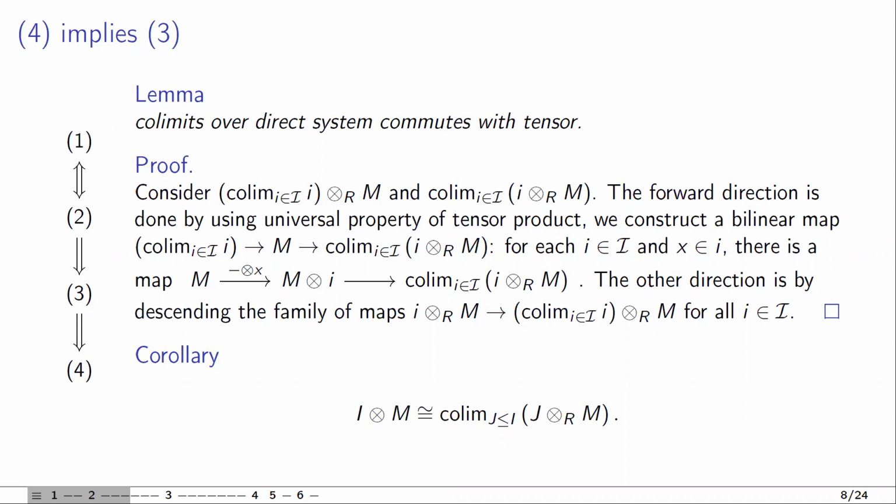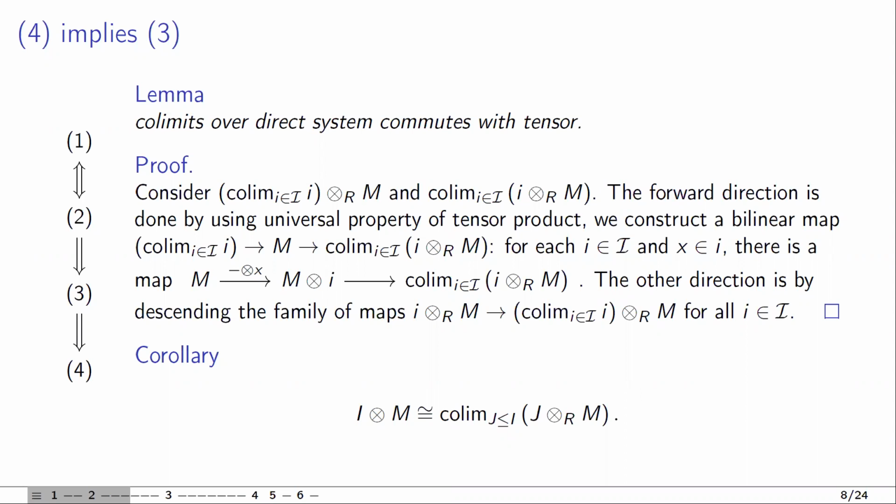And the other direction, we just use the universal property of colimits. This is because, for each i, small i tensoring with M has an obvious map, just by tensoring the obvious map from small i to the colimit with the identity map from M to M, and this is a family of maps, then we can just use the universal property of colimit again.